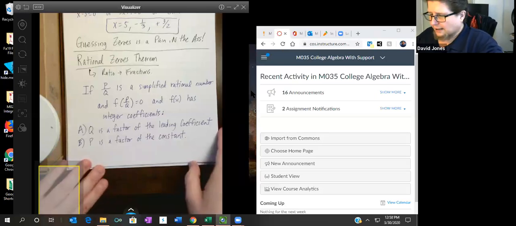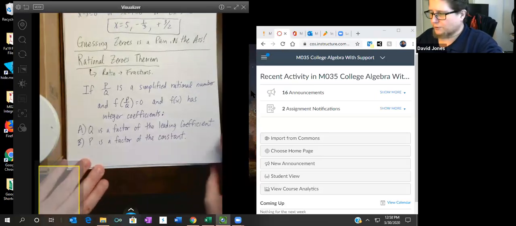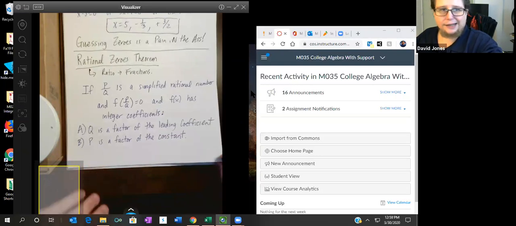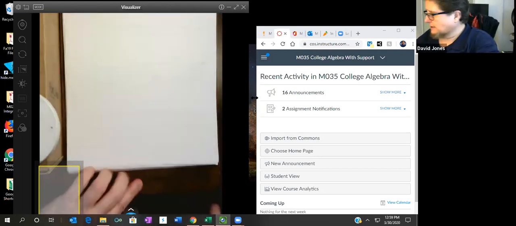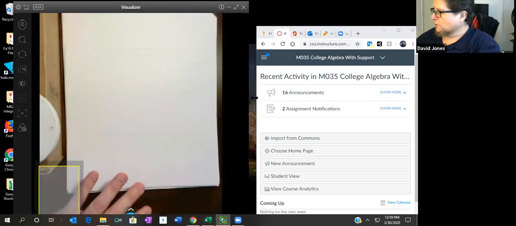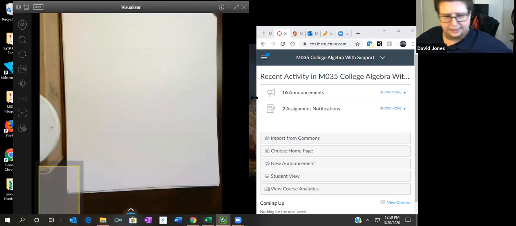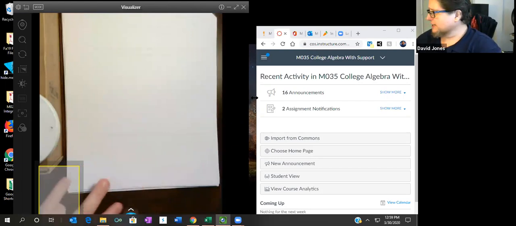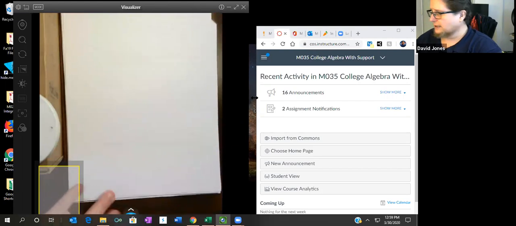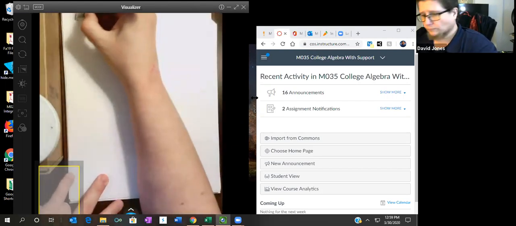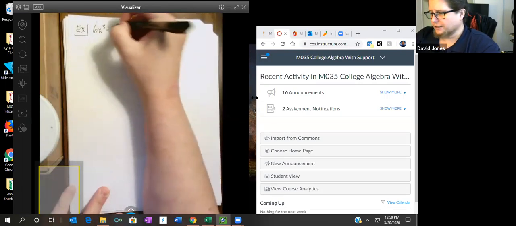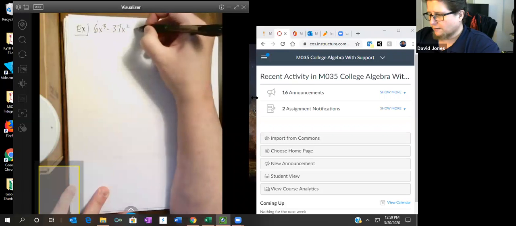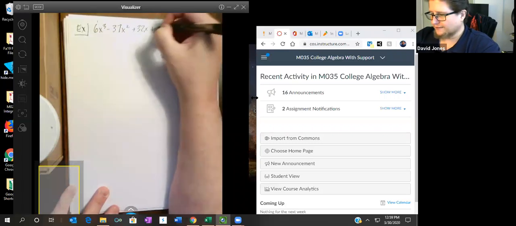Okay. I'll assume you paused and wrote that down. Let me show you what all that means. That's a lot of math lingo and jargon, right? So let's just use the function we just did. The function we just had was 6x cubed minus 37x squared plus 32x plus 15.